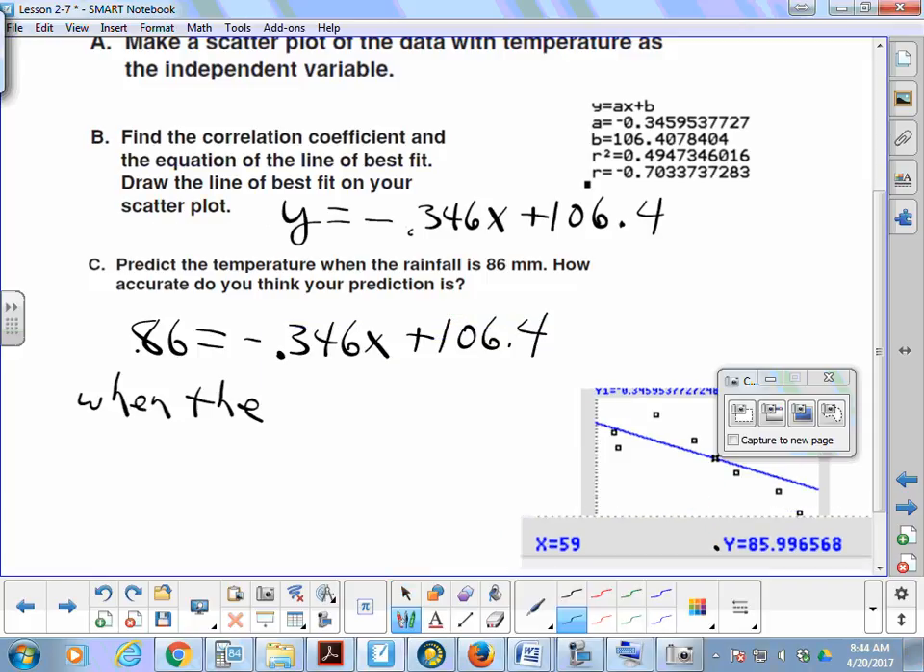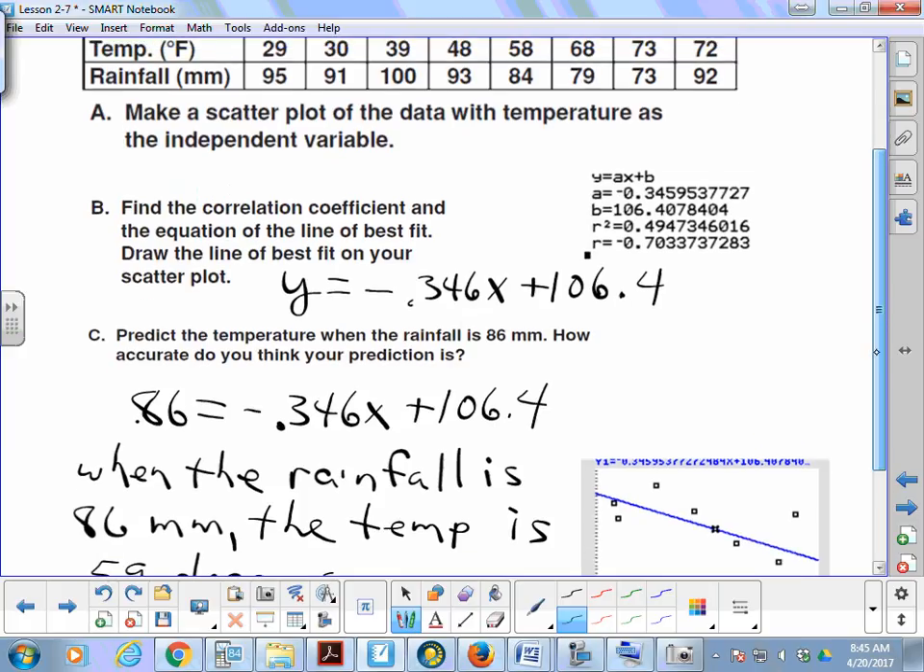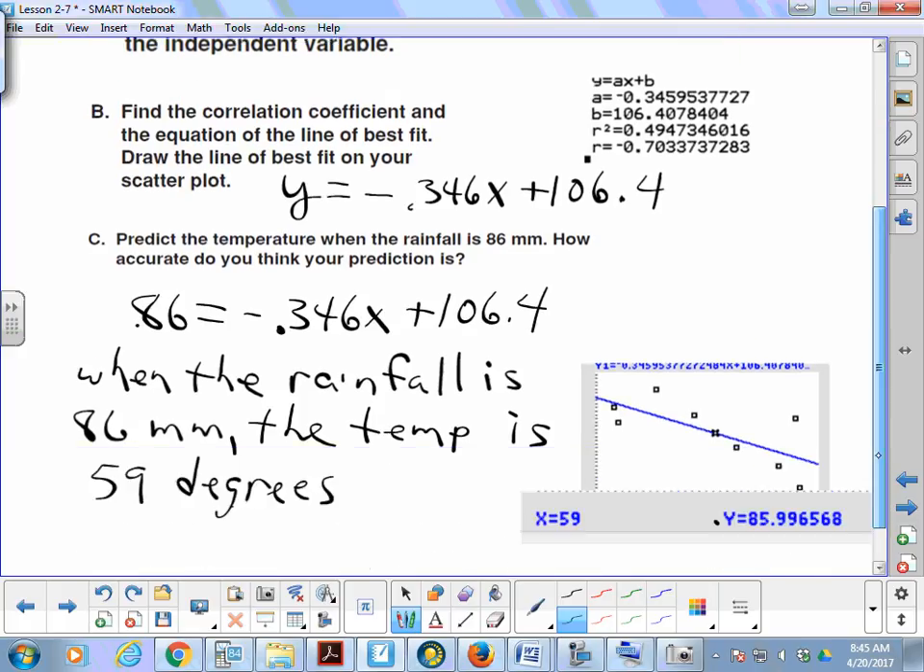So when the rainfall is 86 millimeters, the temperature is 59 degrees Fahrenheit. Okay.